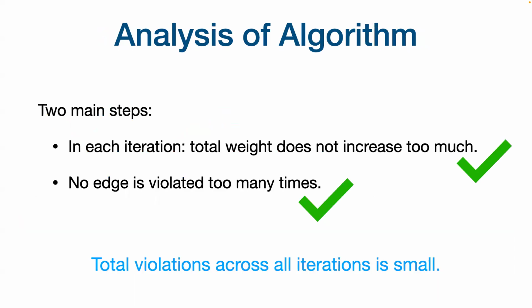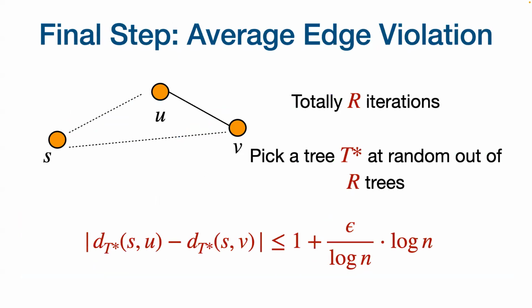All right. So no one edge is violated too many times. Now we're almost done with the proof. There's one final step. We want to actually say that these things will give you a shortest path tree at the end. That is the thing that is left. Let's say there are totally r iterations. R was log square n over epsilon. Pick one tree at random.